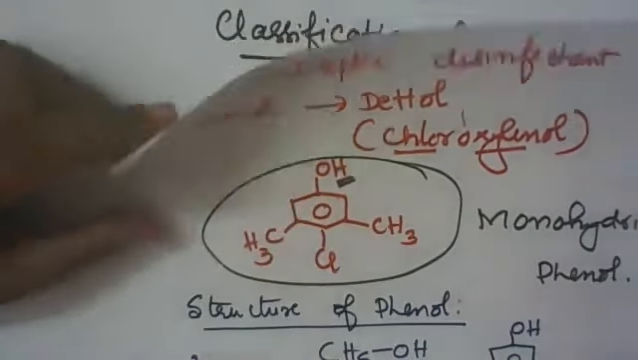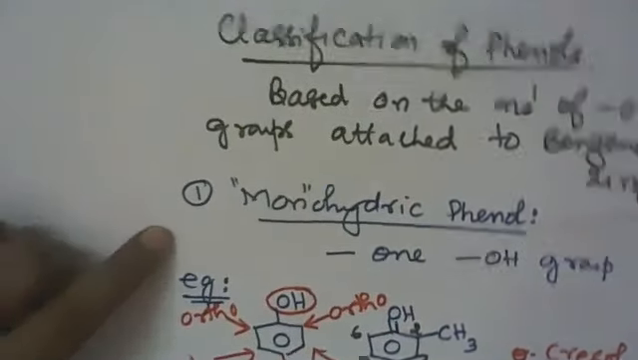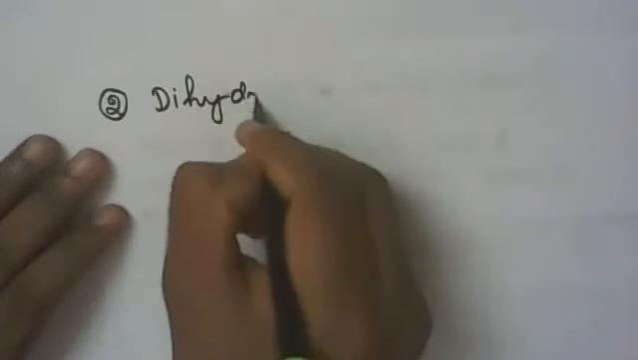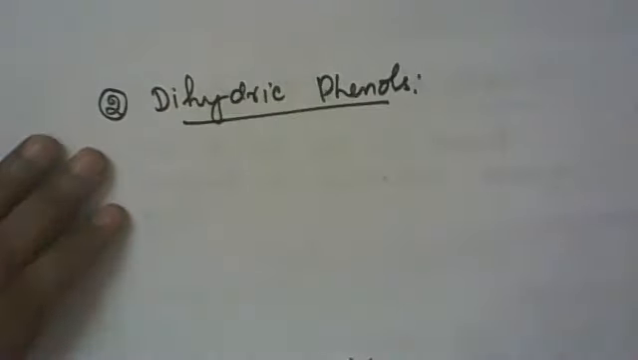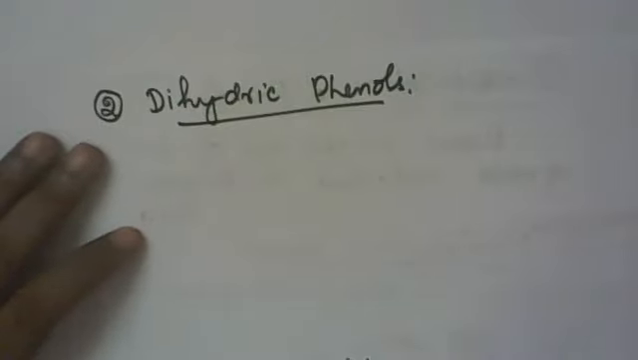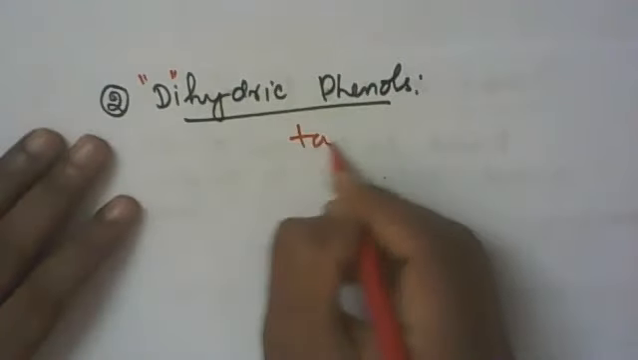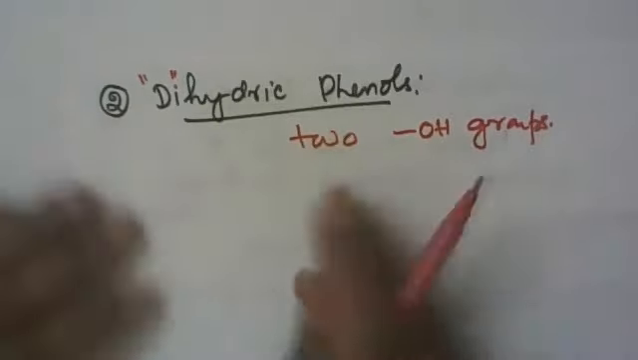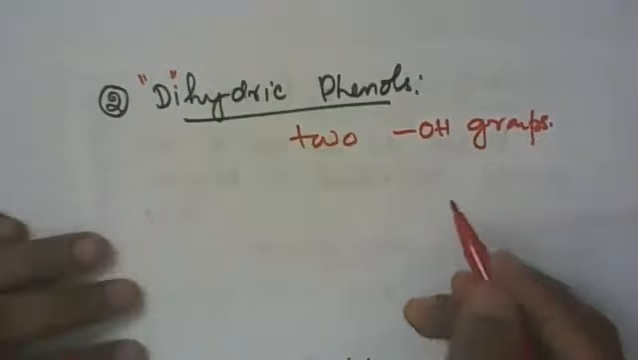Right? So what is the second type now? The second type is called the dihydric phenols. What do you mean by dihydric phenols? Dihydric phenol contains how many OH groups? It contains 2 OH groups. And where are the OH groups? They are directly attached to the benzene or aromatic hydrocarbon.